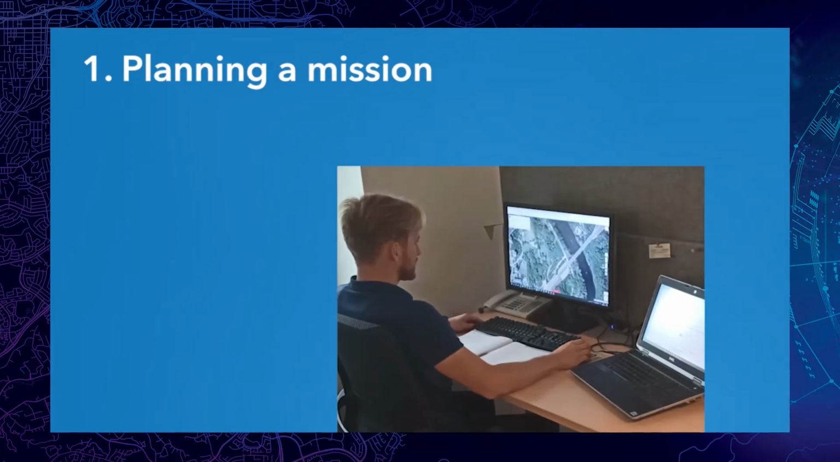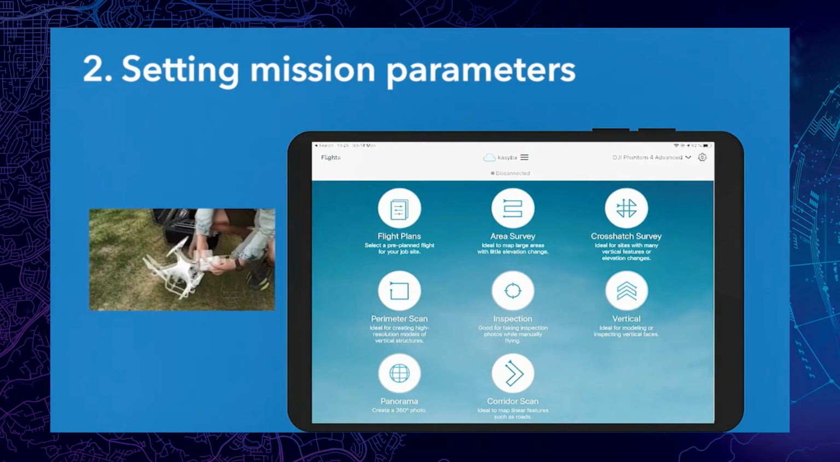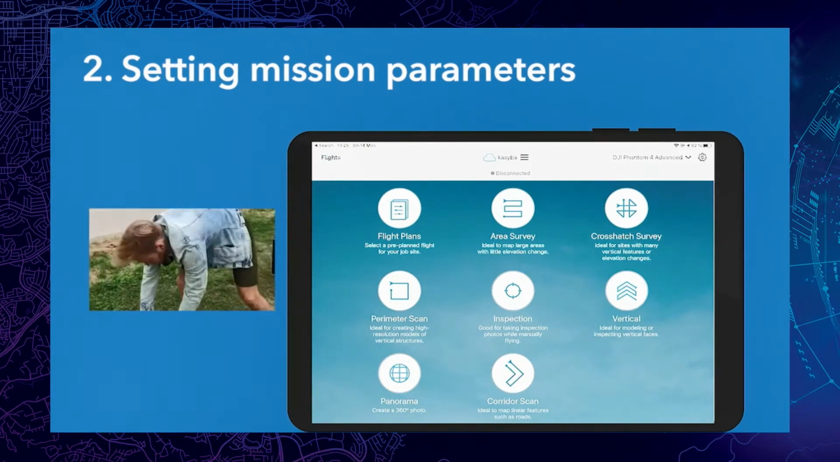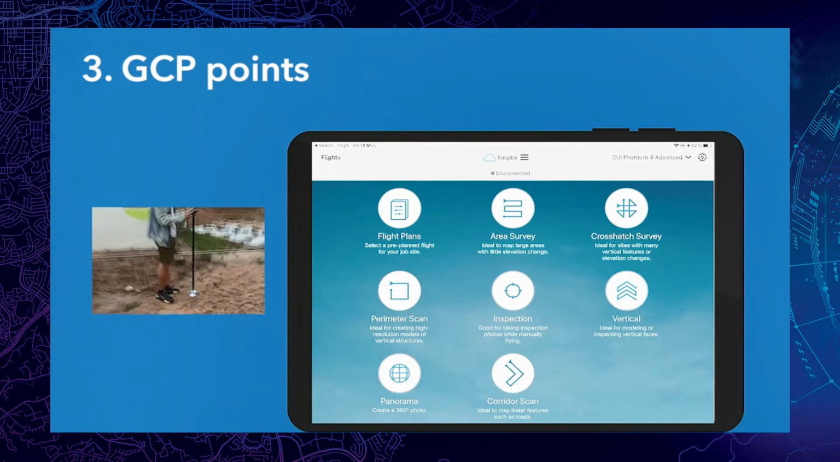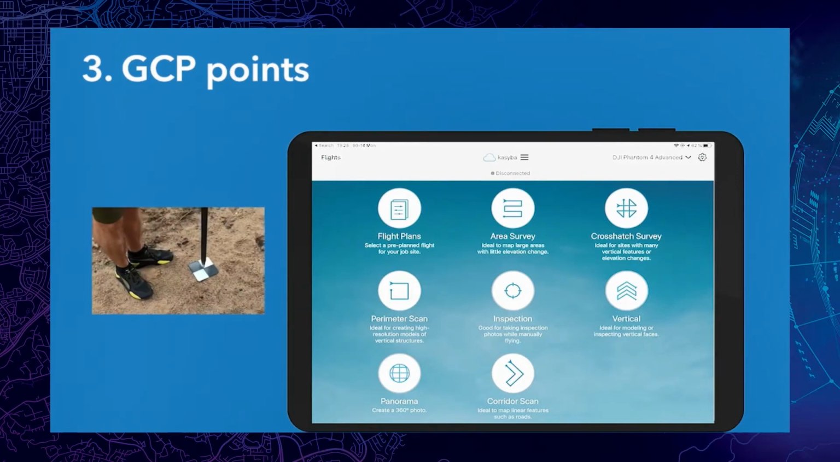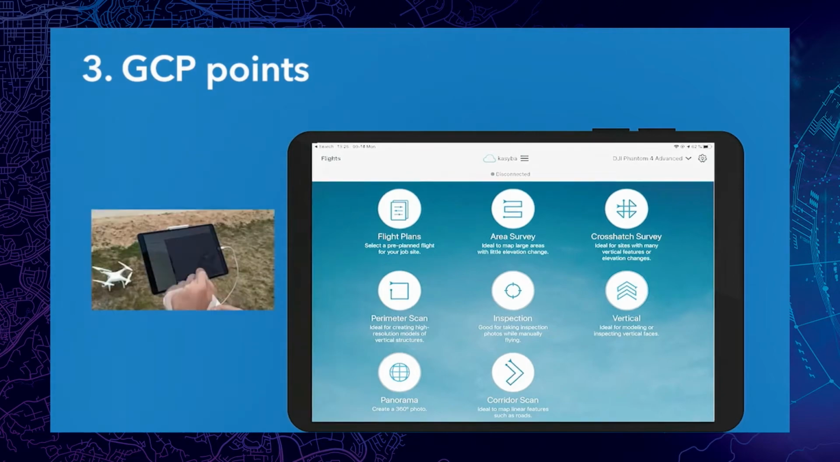Firstly, you have to plan a flight mission and create a project at the office. When arriving at the site, choose a suitable place for drone operation and prepare the drone for the flight mission. If additional accuracy is necessary, measure at least 3 ground control points with the GPS receiver at the working area.